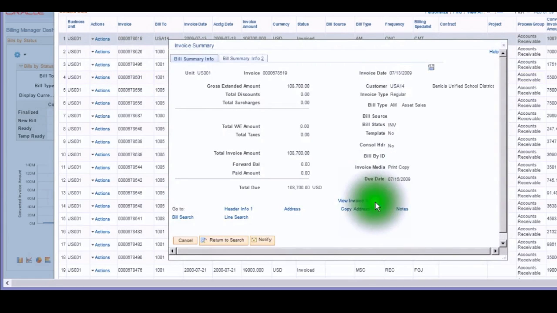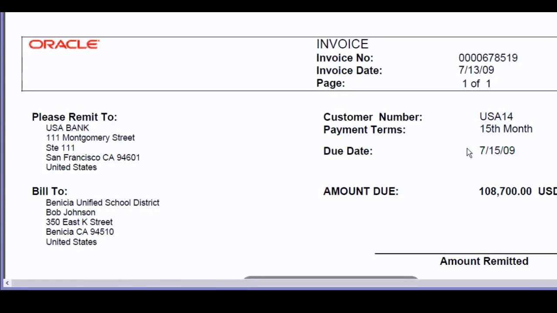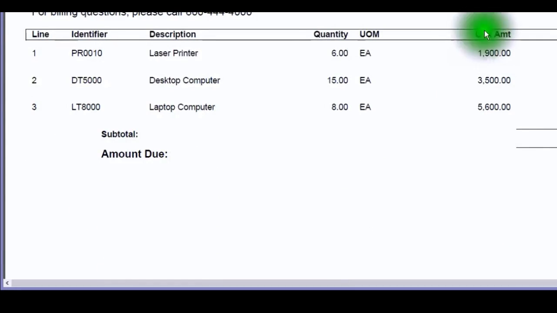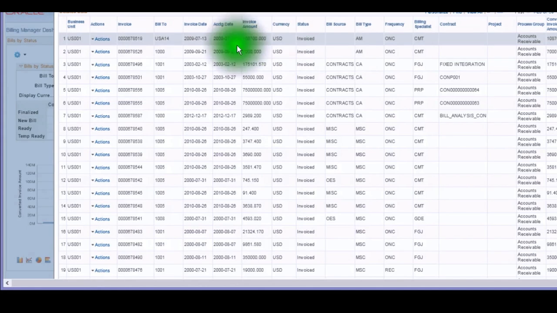Let's take a look at one of these, for example. We can even, in PeopleSoft, take a look at the bill itself. This bill, for example, shows us that for this customer, we sold them 6 laser printers, 15 desktop computers, and 8 laptop computers for a total of over $100,000.